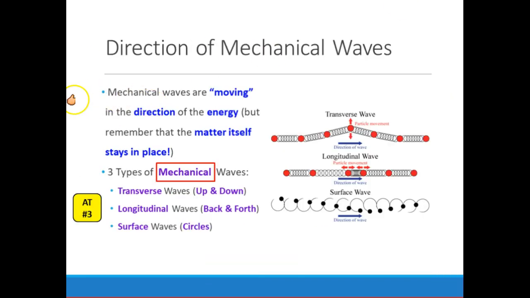So, remember, mechanical waves, remember the matter itself stays in place, but technically mechanical waves, we do say that they're moving in the direction of the energy, right? So the actual wave is moving in the direction of the energy, even though the matter itself physically is staying in place. And again, there are going to be 3 types of mechanical waves that we're going to look at. Transverse waves, which move up and down, those are the ones that we're pretty familiar with, right? They look like this. So transverse waves move up and down.